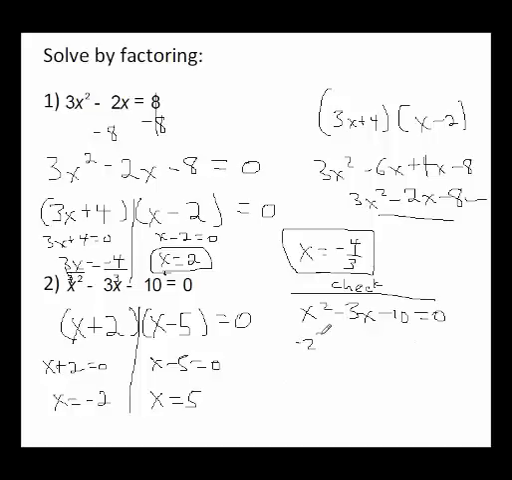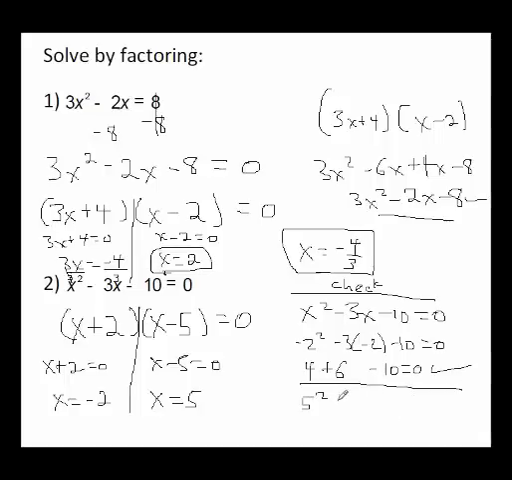Negative 2 squared minus 3 times negative 2 minus 10 equals 0. Negative 2 squared is positive 4. Negative 2 times negative 2 is positive 4. Negative 3 times negative 2 is positive 6. Minus 10 equals 0. And of course that works because 4 plus 6 is 10. Minus 10 is 0.